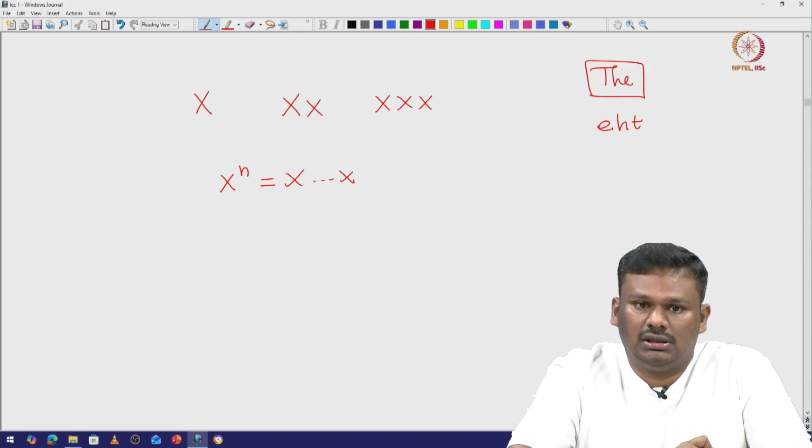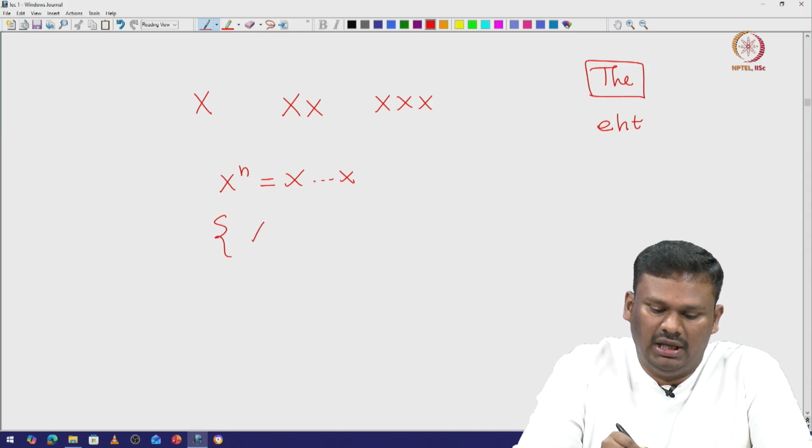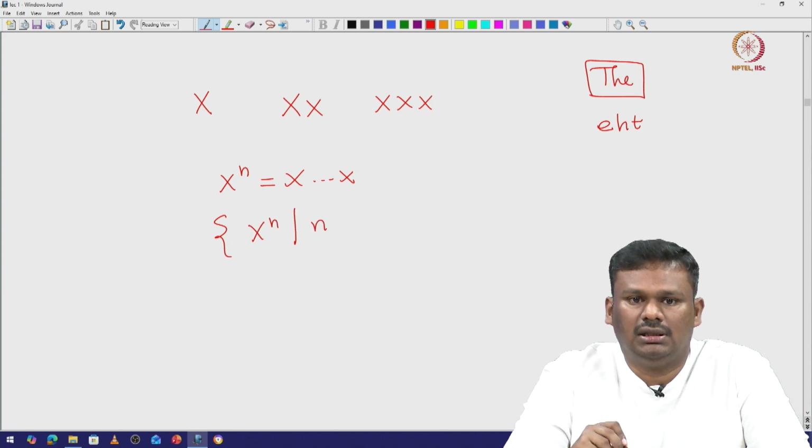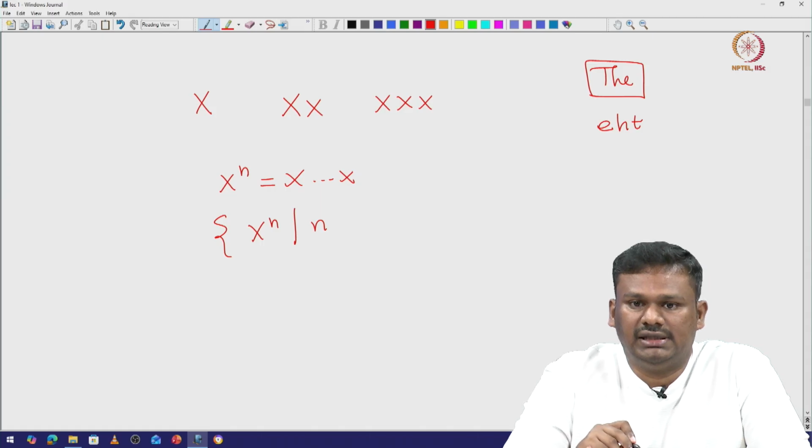So, these are all the words that you can make using this letter x, and there is always this empty word.